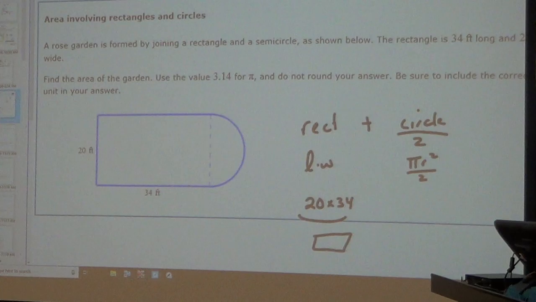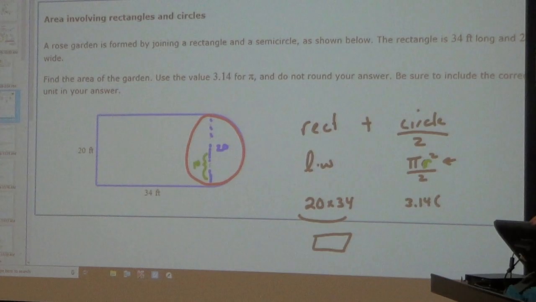The formula for a circle is pi r squared. And just to show you, here is the full circle. So what number goes here? 20. But we need the radius. So what is the radius gonna be? 10. So we'll do 3.14 times 10 squared. And then we'll cut that in half because we only need half the circle, because when I am doing it, I am only adding half a circle to my answer.